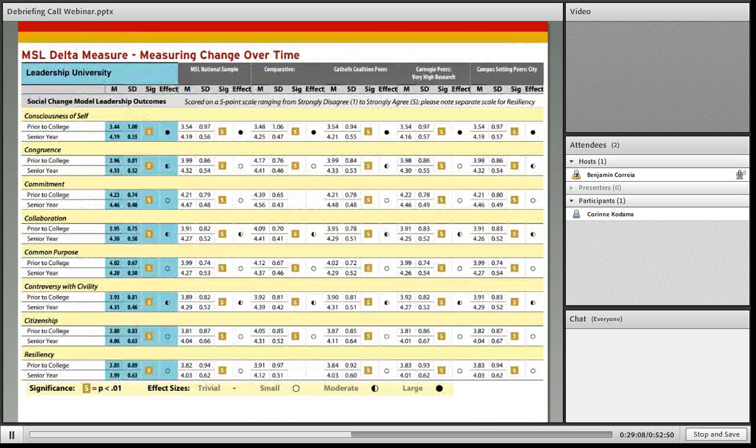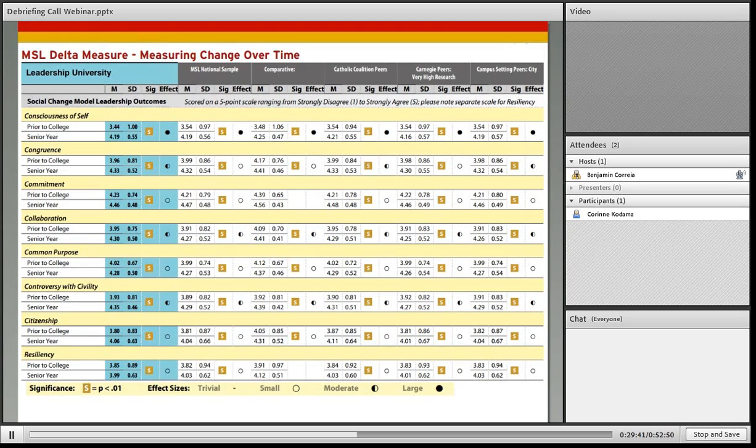Now this table reads slightly differently from the other. You can see Leadership University is in the top left side. The outcomes are down along the left. The benchmarks are across the top. And here, though, the significance is not whether your results are different from the benchmarks, but whether your senior students perceive a growth in themselves since their first year.